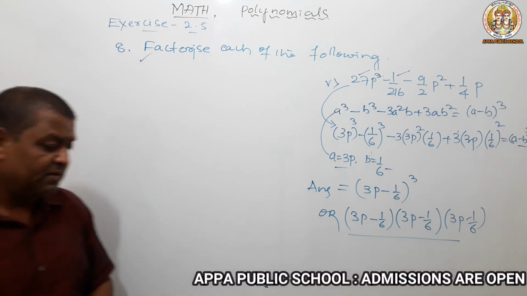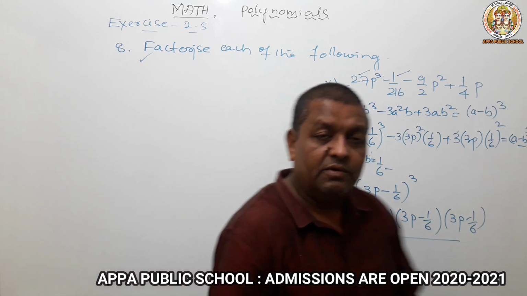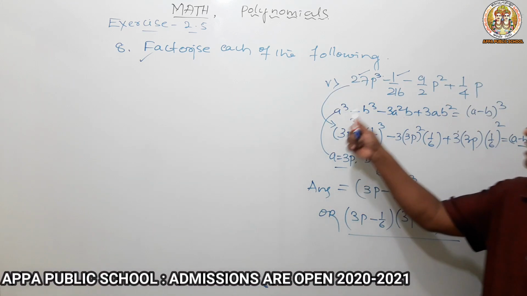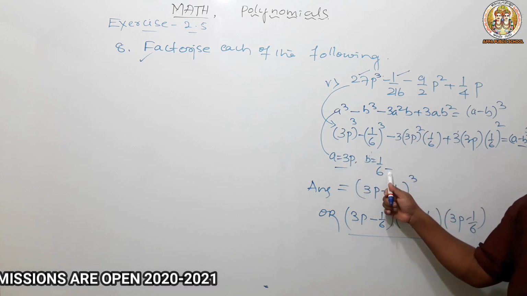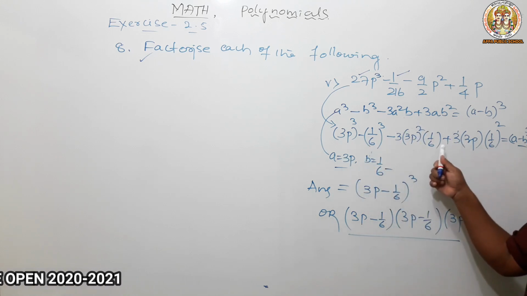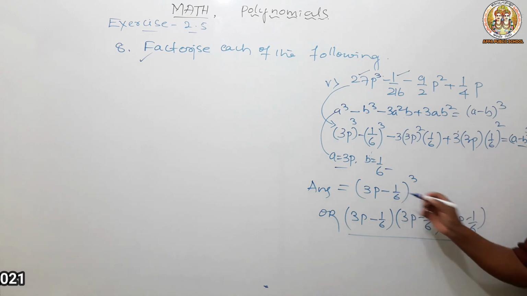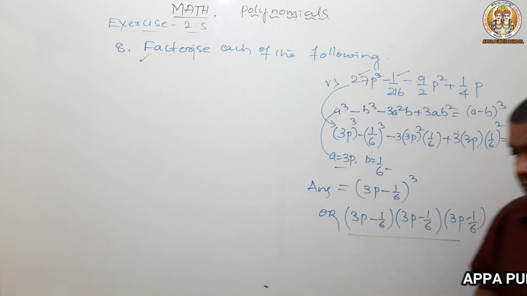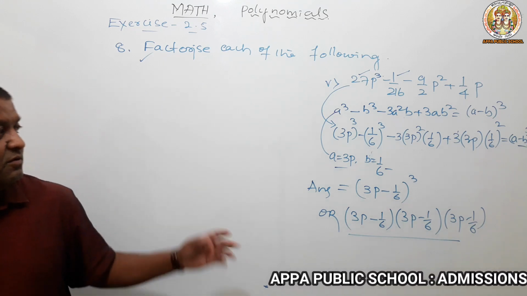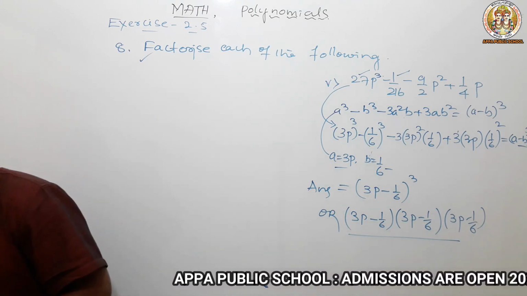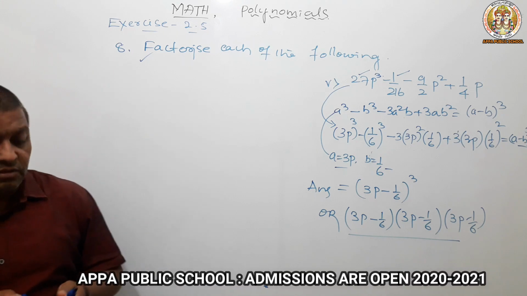So what is the concept? We need to convert the given question into formula type, find the values of a and b, afterwards balance these two places. Next is our answer, the value of a minus b whole cube. So in this way we can solve a number of sums. Right. Next we are moving to the ninth sum.